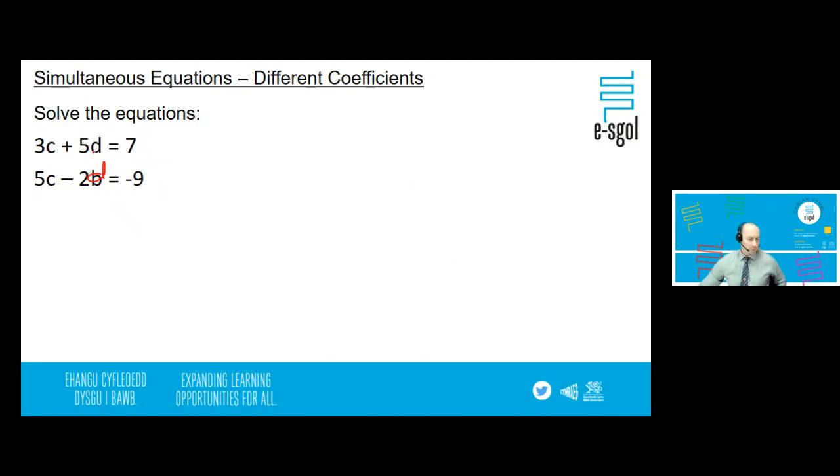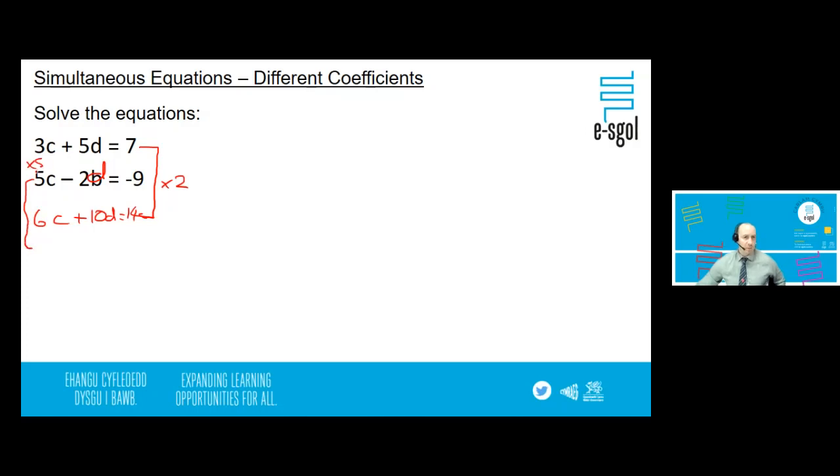So this top one we're going to multiply by 2. Now the reason we're going to do that is because I want the coefficients of d to be the same. Okay, so I'm going to times that by 2, and remember you have to times every single part by 2. So that becomes 6c plus 10d. Remember, d is the letter we're going with, and 7 times 2 gives us 14. Try and give yourself a little bit more space than I've done. And then this one here, I really haven't got much space at the side of the screen, but that's going to be all times 5.